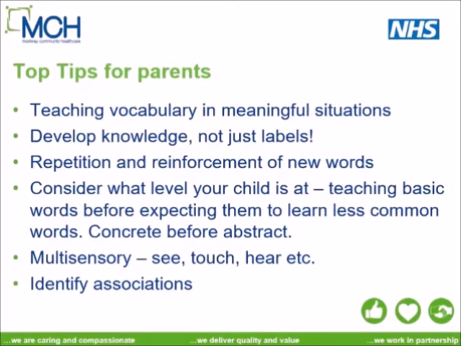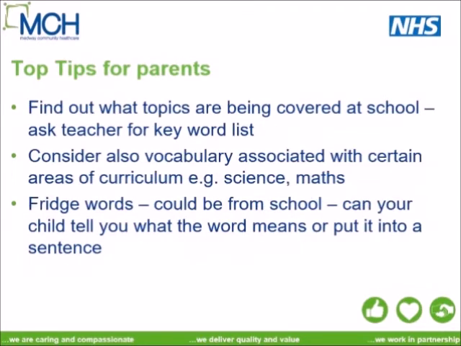Consider what level your child is at. Teach basic words before more complicated ones. Think concrete before abstract. Show your child new vocabulary in a multi-sensory way. If you're cooking together, they can see pouring. They could do some pouring and feel it themselves. And if you're pouring water, they could hear pouring. Teach your child to identify associations between words. You might say, yes, a tiger is like a lion, but a tiger has stripes.